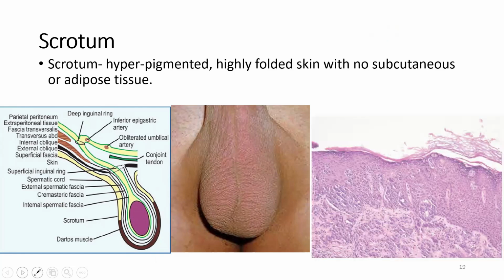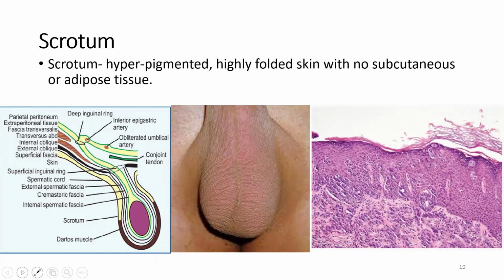The image on our right shows us a higher magnification of the scrotum. At this point, we can appreciate the stratified squamous keratinized epithelium. Why? Because you can see the keratin here.